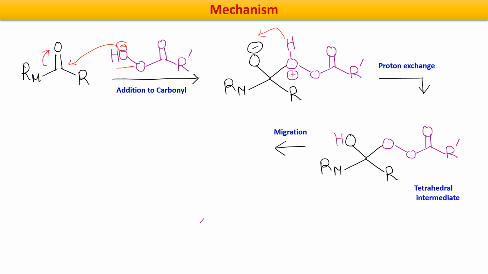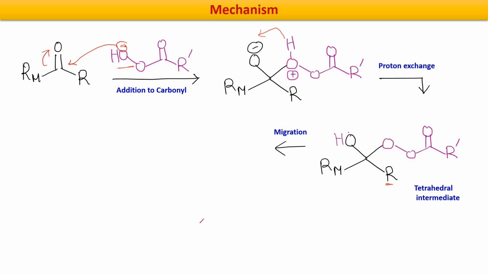Now in this tetrahedral intermediate something interesting happens, and this is the migration. The Rm group will migrate, not this R. The factors on which this migration depends, whether it is the left-hand side group or the right-hand side group, I will discuss separately. Right now just consider this Rm as the migrating group.